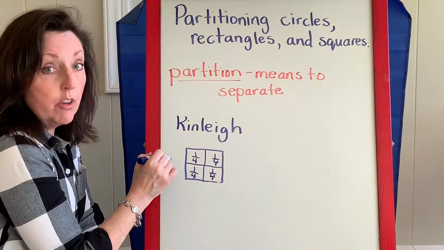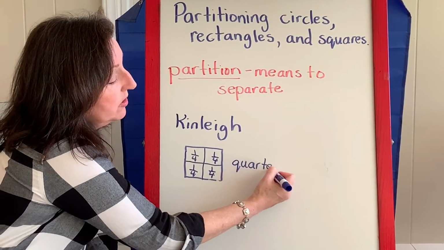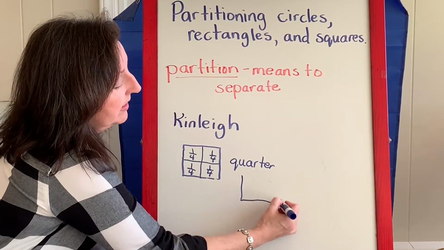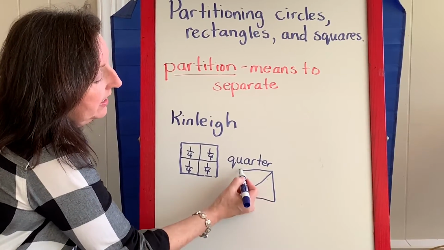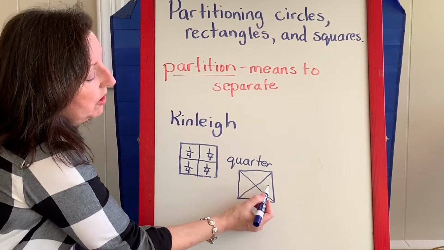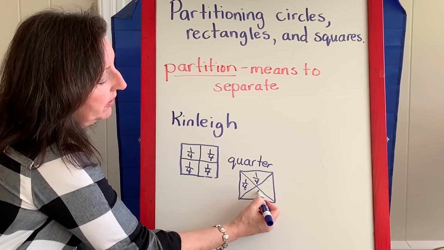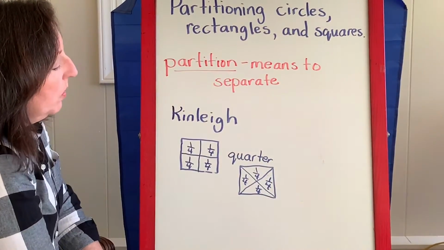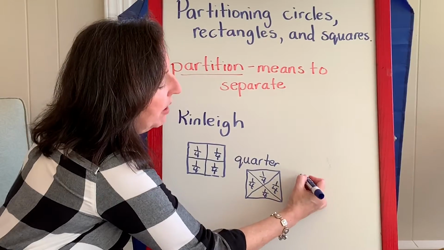We could also call those quarters, just like we did when we were doing this circle earlier, all right? There's other ways that you can separate your square into quarters. You could go this way and that way. And so now you have 1/4, which is a quarter, 1/4, a quarter, 1/4, a quarter, 1/4, a quarter. Now there's another way you can do it, but I'm not as good at it, but I will show you.